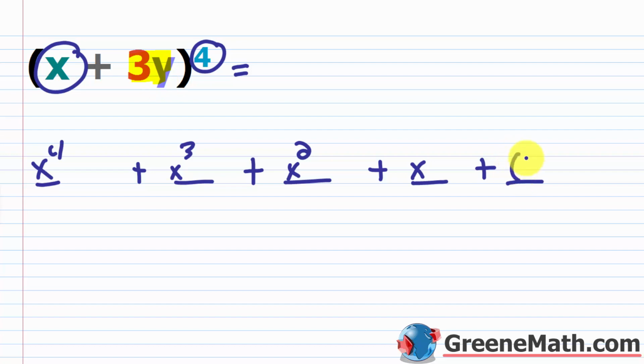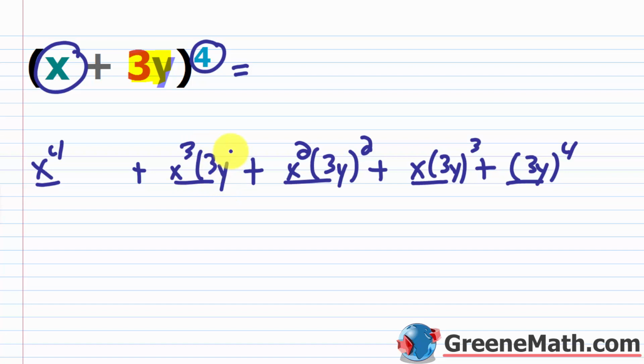You would start here with 3y to the 4th power, okay? Then here it would be 3y cubed. Then here it would be 3y squared. Then here it would be 3y to the 1st power, and here it would be 3y to the power of 0. Again, that's 1, so we don't write it. So if we simplify this, we just kind of write this beneath here.